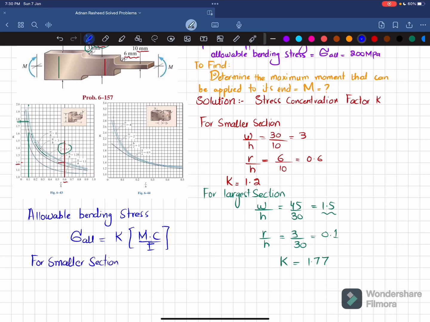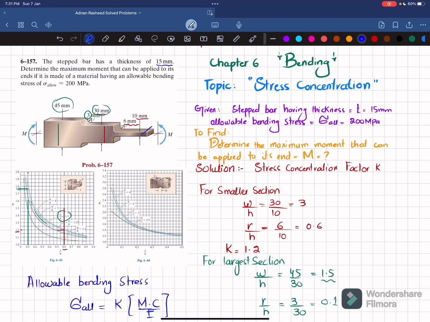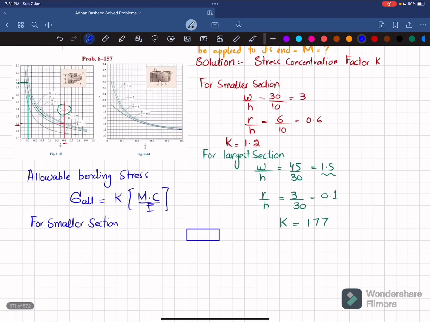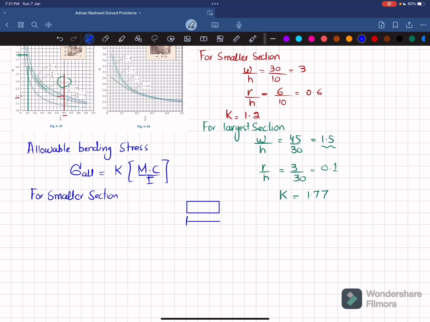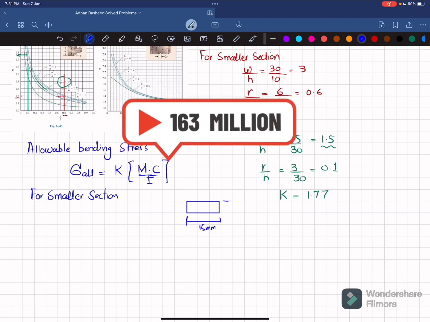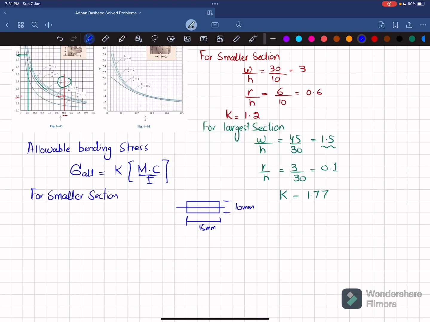if you cut it, you will draw the cross-sectional view like this. So this width, the thickness, is given as 15 millimeter and this height is 10 millimeter. If you divide it in half, this will be its neutral axis, and C is the distance from the neutral axis to the top or bottom. So this is C, and C will be equal to 10 divided by 2, which is 5 millimeter. So C is 5 millimeter, which in meter is 0.005 meter.